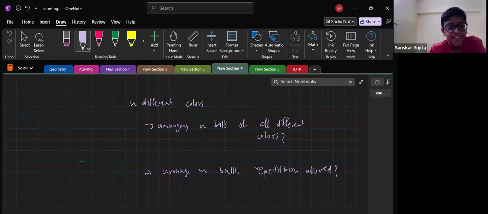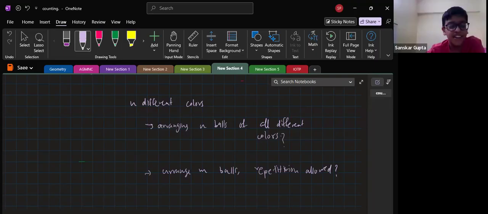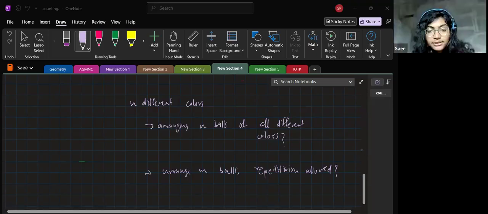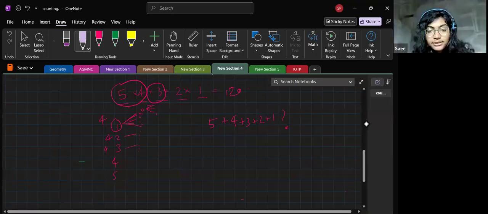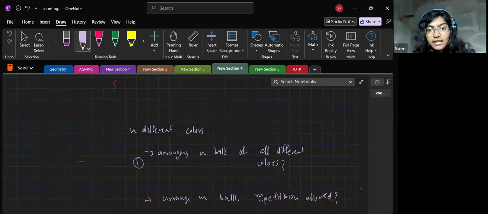Different balls, but two of them could have the same color. Yeah, that's allowed. Okay, so what is the first one again? For 5, the answer was 5 times 4 times 3 times 2 times 1. For 3, it was 3 times 2 times 1. For this, it's just going to be: the first ball, you have n options.